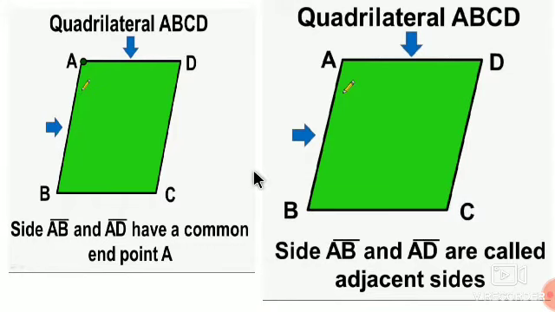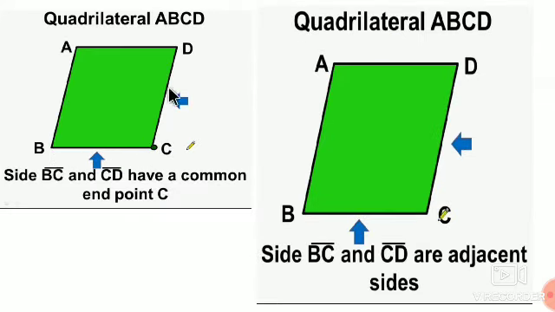Let's move on. Now in this quadrilateral, side AB and side AD have a common end point A. Side AB and side AD have the common end point, or common vertex. This vertex A is common between these two sides. Such sides are called adjacent sides. So these two sides have the common vertex. That's why these sides are called adjacent sides.